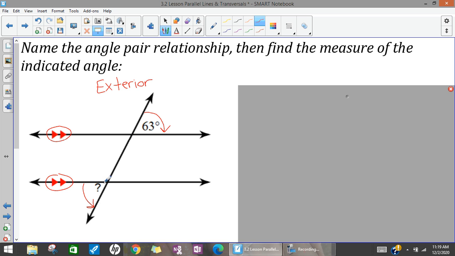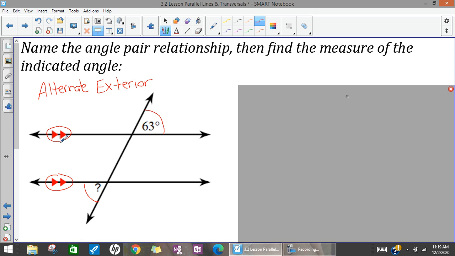And they're on opposite sides of the transversal, so they are alternate exterior. And we said that alternate exterior angles are congruent. That means that their angle measures are the same. And actually what I want to show you is that when two angles are congruent, we can put an arc with no arrow, and that shows that they're congruent.